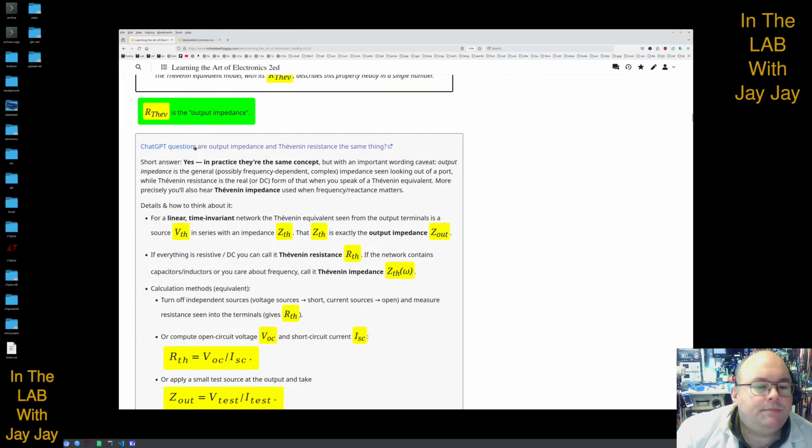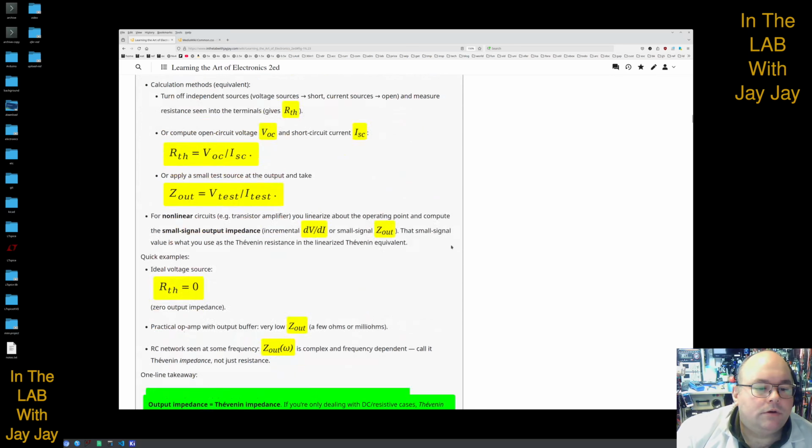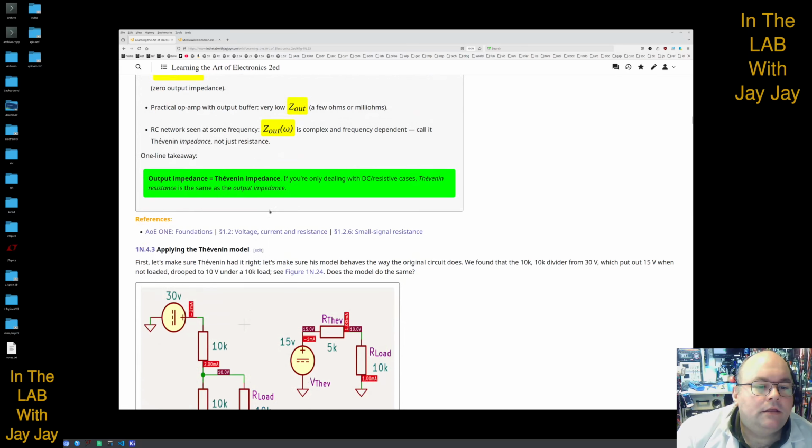And then we asked ChatGPT the question, are output impedance and Thevenin resistance the same thing? And the short answer is yes. In practice, they're the same concept. And it goes on to talk about that in greater detail. But the takeaway is that the output impedance is the Thevenin impedance. And when you're only dealing with DC and resistive cases, then the Thevenin resistance is the same as the output impedance.